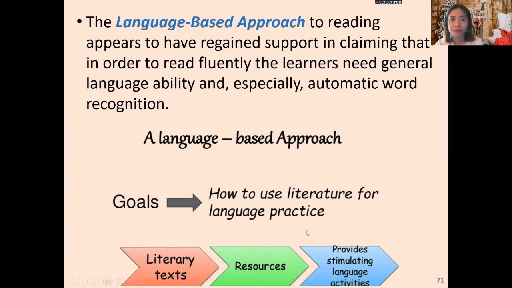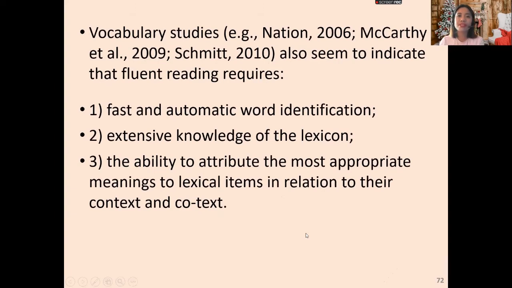Vocabulary studies also seem to indicate that fluent reading requires what? Fast and automatic word identification. Class, when the words are familiar and we are able to recognize the word, then there is fluency in reading. Also, extensive knowledge of the lexicon.